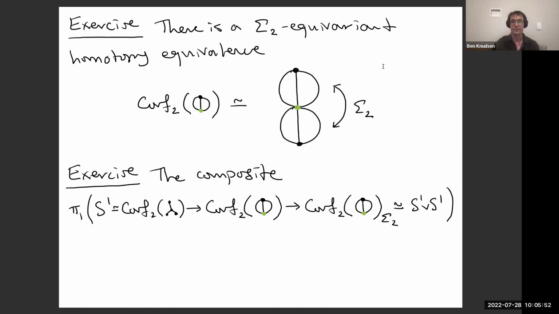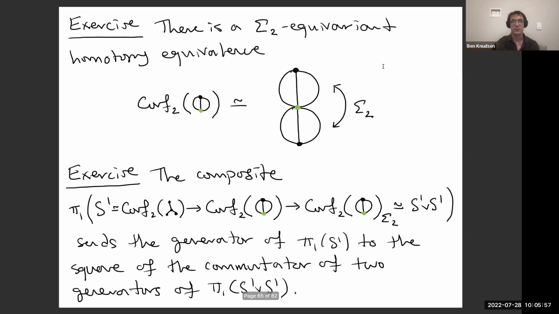If I look at pi 1, it sends a generator to the square of the commutator of two particular generators of this free group. The reason for the square is that something happens in the top theta and something happens in the bottom theta, and when I quotient by sigma 2, those two become the same thing, and so I actually did them twice. Okay, so that's an exercise that you can just do if you want to.